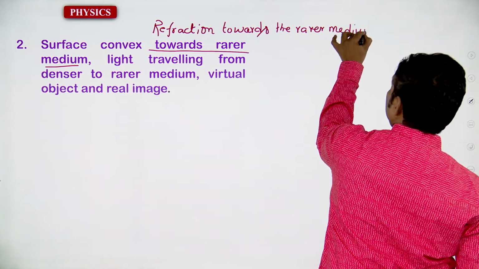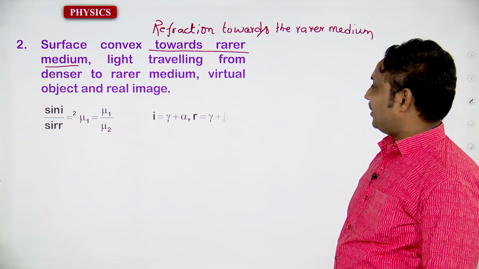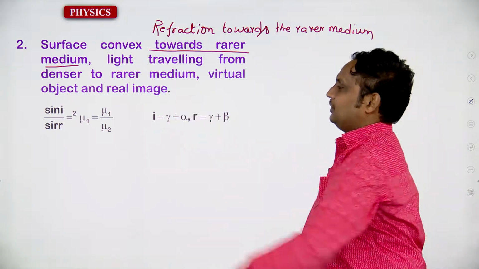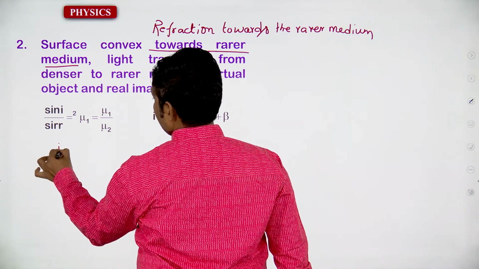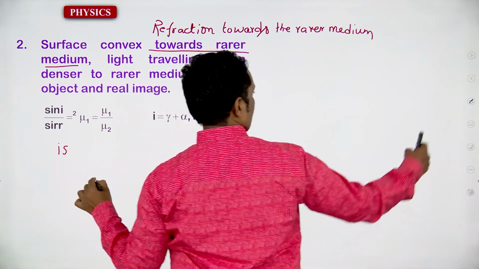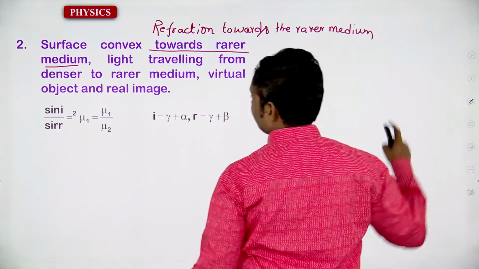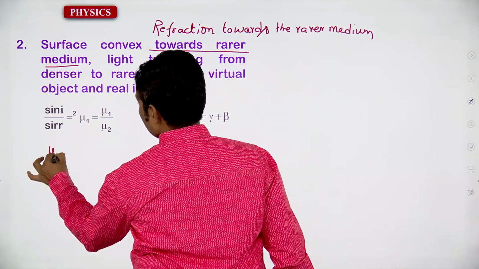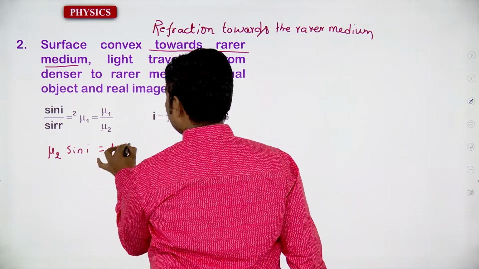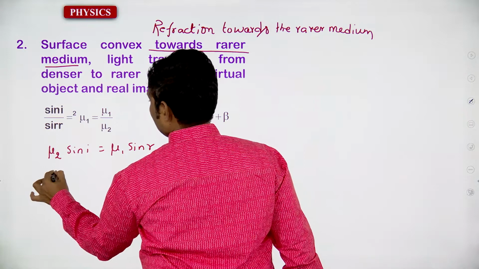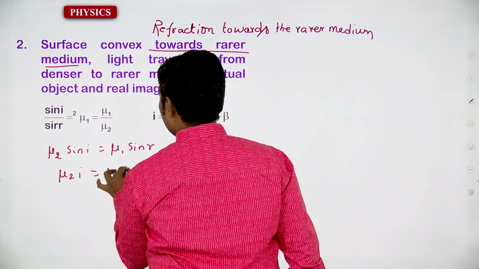That is the case, we have to confirm. It's very clear, denser to rarer. Applying Snell's law, we are going to get that. So here we would like to get this one, I. Just take this one: mu 2 sin I is equal to mu 1 sin R. It's very clear. So mu 2 I is equal to mu 1 R.